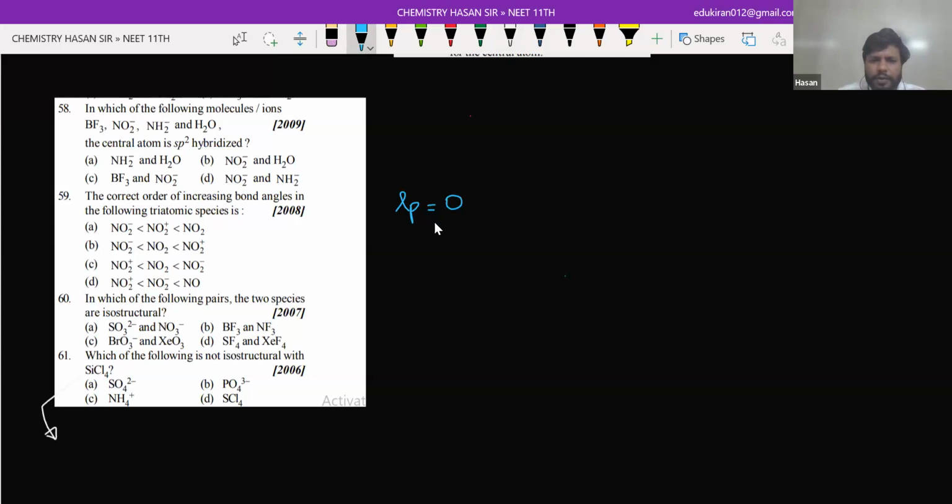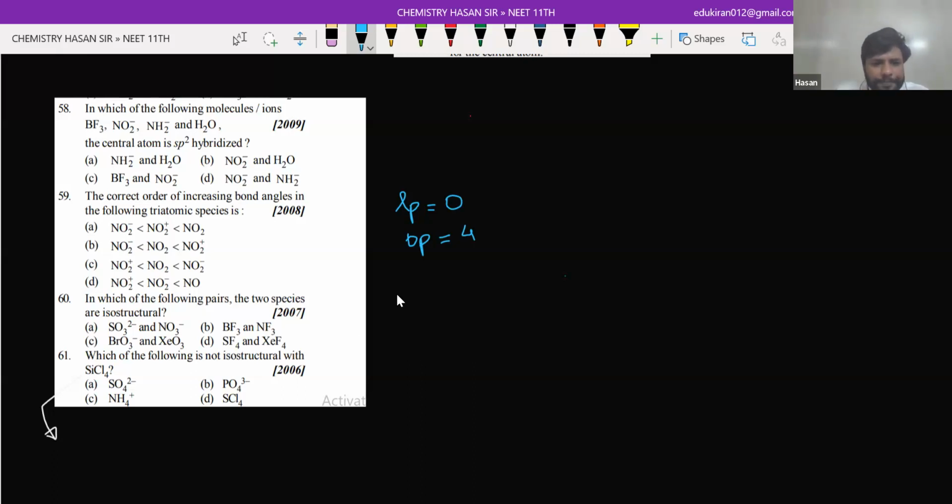And bond pair equals how much? Bond pair will be equal to 4. So go for the elements which have the same scenario. Lone pair should be 0 and bond pair should be 4. That means the total sum will be equal to 4, with lone pair 0. That is a must, lone pair 0.